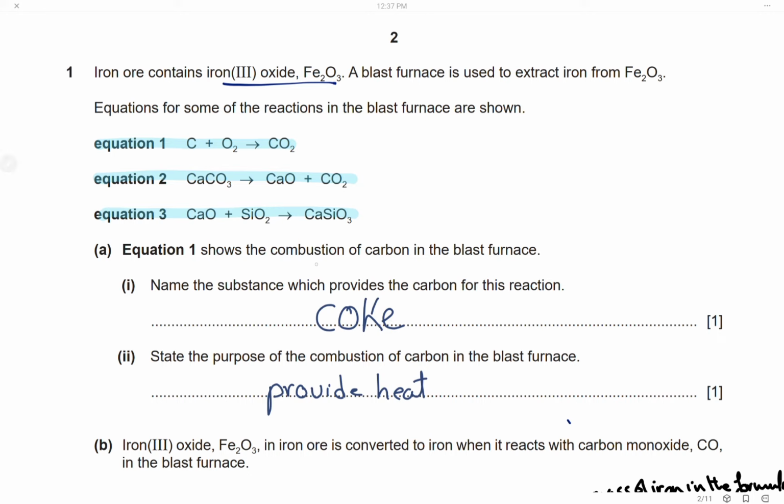Equation 1 shows combustion of carbon in the blast furnace. Carbon reacts with oxygen to form carbon dioxide. This is a combustion reaction. Name the substance which provides the carbon for this reaction. The raw material which is added to the blast furnace to provide carbon is coke. State the purpose of the combustion of carbon in the blast furnace. Of course, carbon provides heat, or increases the temperature inside the blast furnace.